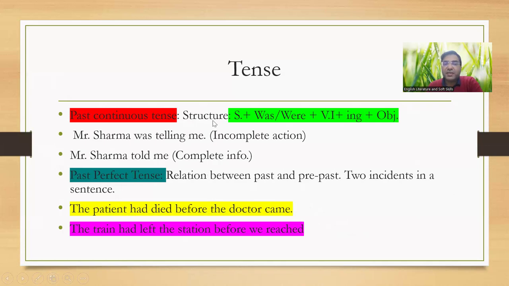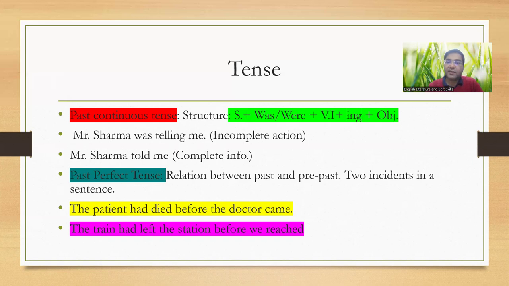Now, past continuous tense. In the past, if you are showing continuity, then you have to use past continuous. The structure is subject plus was/were plus verb first form plus ing plus object. She was writing a letter. She is the subject. If the subject is singular, then you have to use was. If the subject is plural, you have to use were. I was writing, with the first form plus ing.